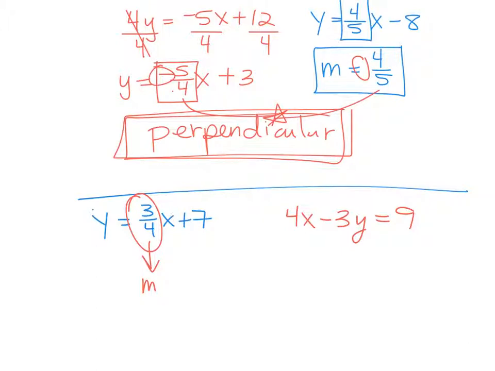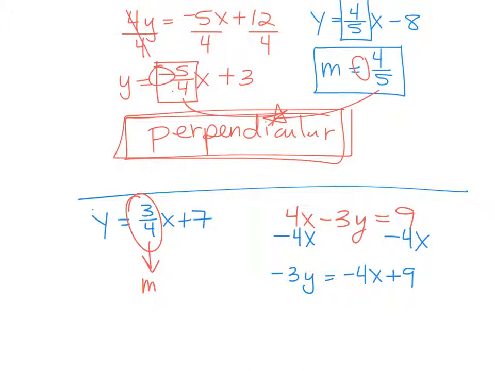How do I find the slope in my second line? Not divide. We want to isolate which variable? We want to isolate y. So if we have to get everything away from y, we're going to start by taking away the 4x. So right now we get negative 3y equals negative 4x plus 9.